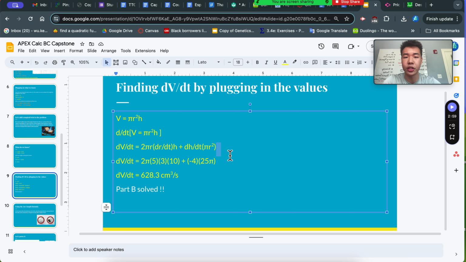You have dr/dt, you have dh/dt. We solve for h, you know your radius. You just plug in this whole chunk into your calculator, and dV/dt should be 628.3. So part B is solved.